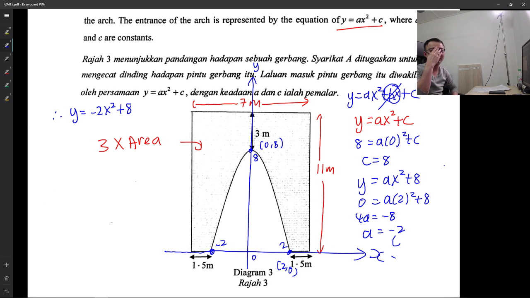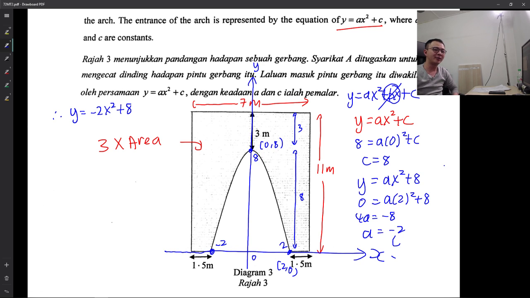So let's see any questions here. How do you know the y-intercept is 8? It's very simple, because we know the total height here is 11, and the top is 3 meters. So therefore here should be 8 meters, because the top here is 3. So therefore I know this value here is 8.